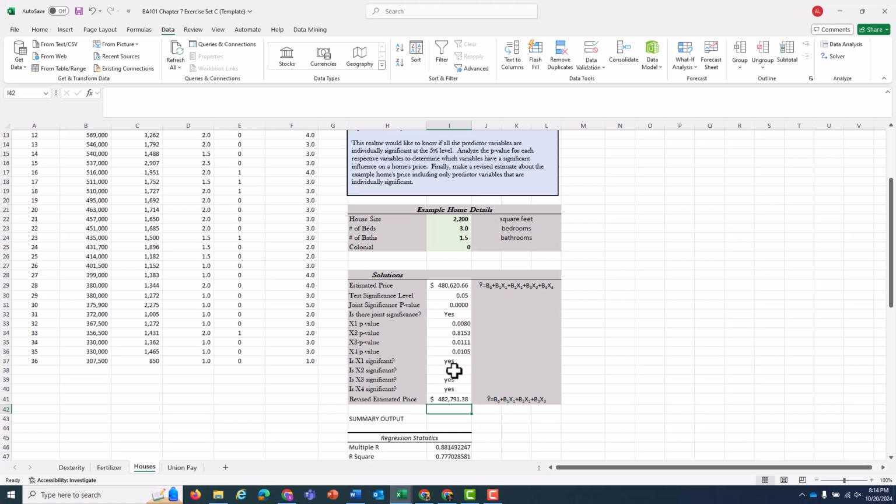But what doesn't seem to be individually significant, at least based upon this sample, is the number of beds that a house has. So if we throw that out and we do it with the other 3 remaining variables that we have in here, it increases our estimation on the price of this house up to almost $483,000.